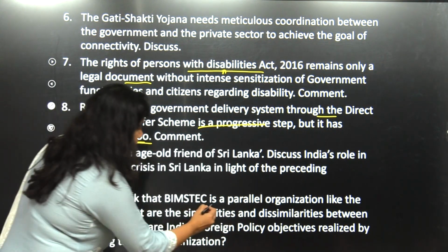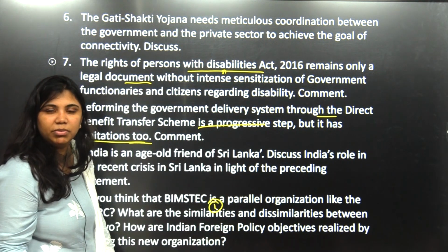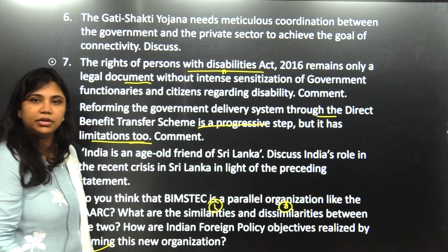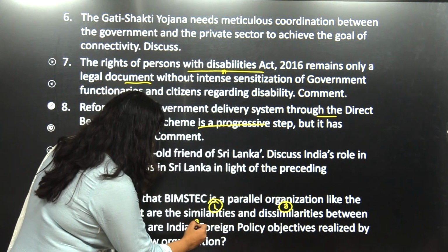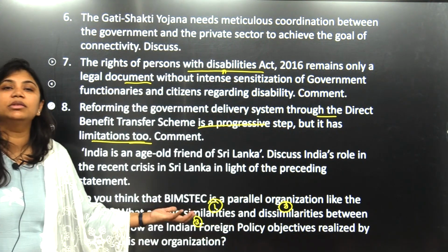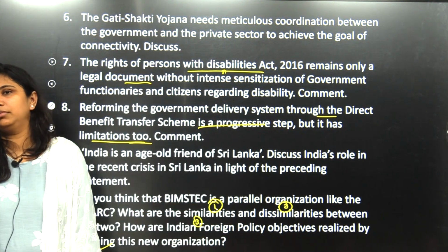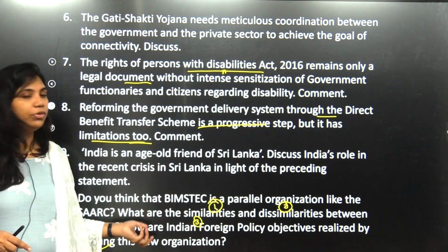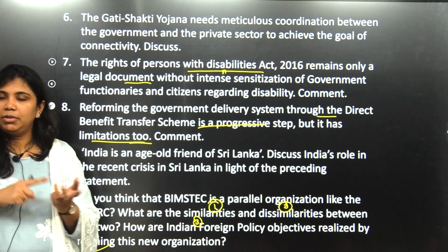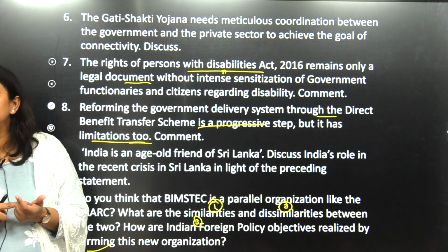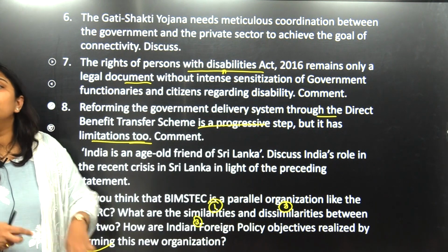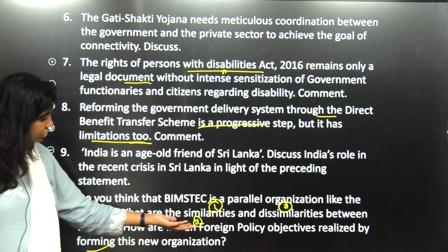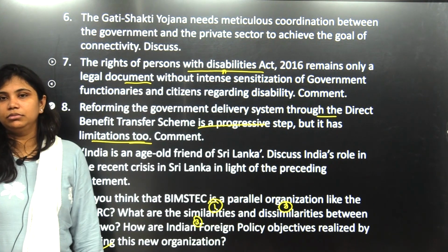Next what do we say? Part 1, similarities between BIMSTEC and SAARC, we write in points. Part 2, dissimilarities, and then what we'll write, how these bodies are helping to realize our foreign policy objectives. What is our foreign policy objective? Neighborhood First. These two are included in Neighborhood First. Neighborhood First, we should have economic security, food security, energy security. So majorly how strategically they are helpful for us. So that will be our third part.